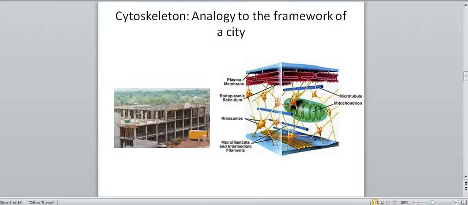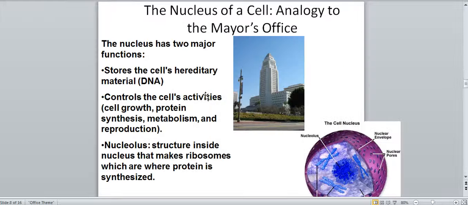The cytoskeleton, if the cell was a city, would basically be the framework of the city, the streets, the roads, the cement, the steel beams that hold up the buildings. If the cell was a city, the nucleus of the cell would be like the city hall or the mayor's office. Why? Because the nucleus basically controls the cell and also stores very important information for the cell.